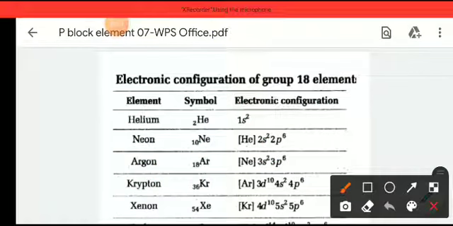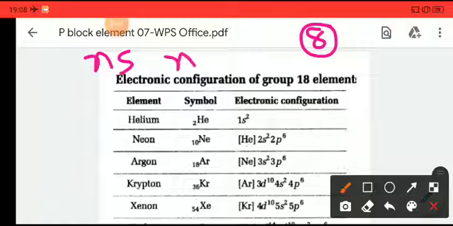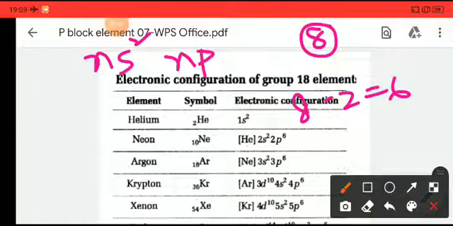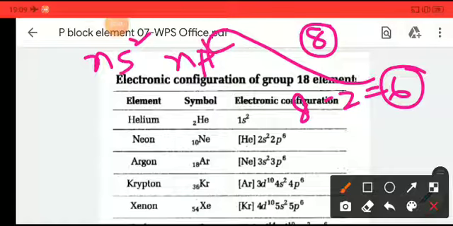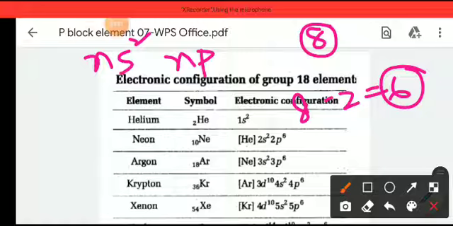As the number of valence electrons is 8, the electron configuration should be ns and np. We know that only 2 electrons can be placed in the s orbital, so 2 electrons will be placed in the ns orbital. So 8 minus 2 becomes 6, and these 6 electrons will occupy the p orbital. So the valence electronic configuration is ns2 np6.